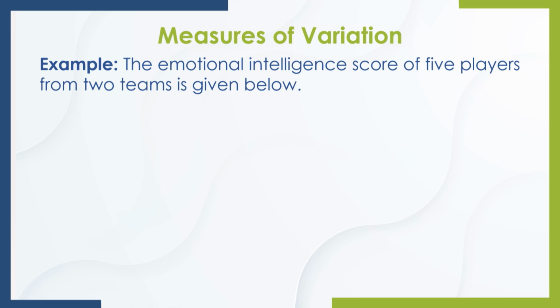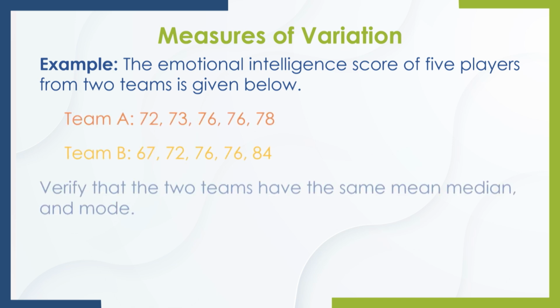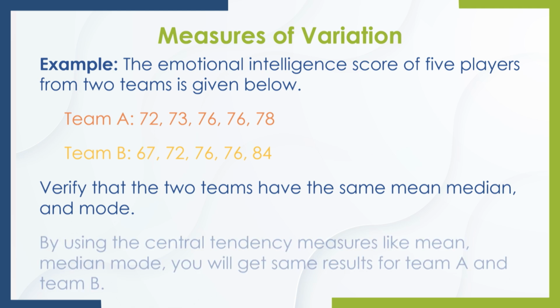For example, the emotional intelligence scores of 5 players from 2 teams are given below, team A and team B. Verify that the 2 teams have the same mean, median and mode. If you calculate the central tendency measures like mean, median, mode, you will get the same results for team A and team B. In this situation, we can't take any decision from the central tendency measures. Then we will move to the measures of variation.